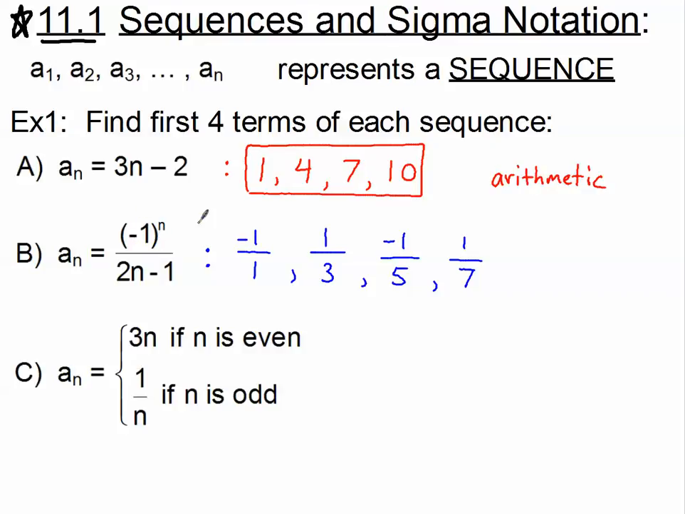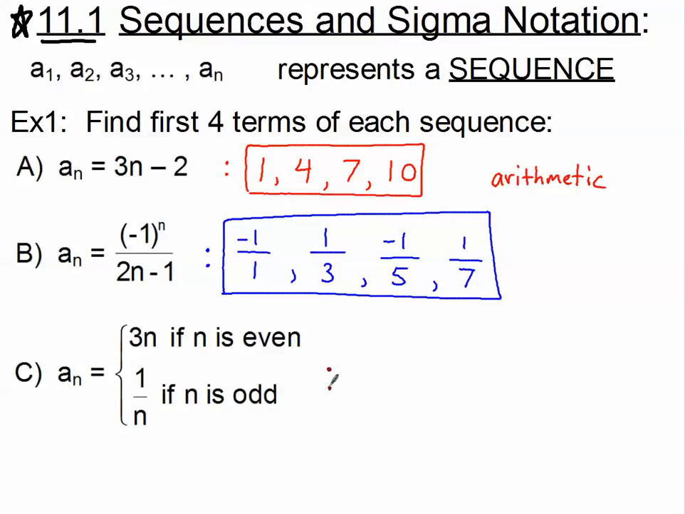We'll explore all these things in later tutorials specifically, but for right now, I want you to be able to find specific terms by plugging in those values. My last one is actually a piecewise sequence. We actually have 2 different pieces to plug into. The top piece if n is an even number, and the bottom piece if n is an odd number.